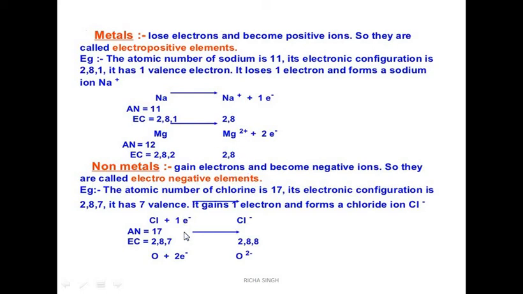Similarly, for non-metals, chlorine 17, it is 2, 8, 7. If it gains 1 electron, the configuration will turn to 2, 8, 8, more stable. And oxygen, if it gains 2 electrons, again it will become more stable. The configuration will be 2, 8. Okay. So let us see some more examples for formation of ionic compounds.